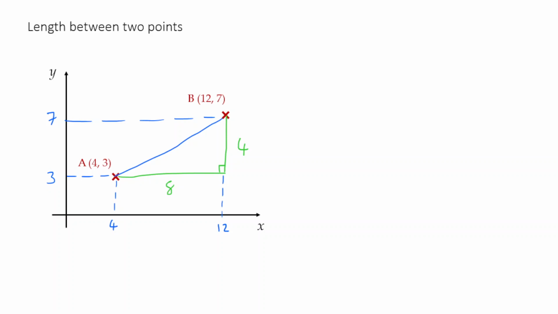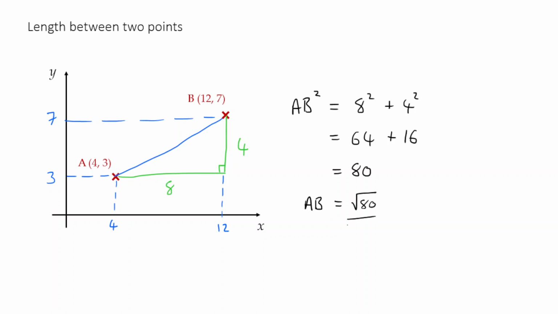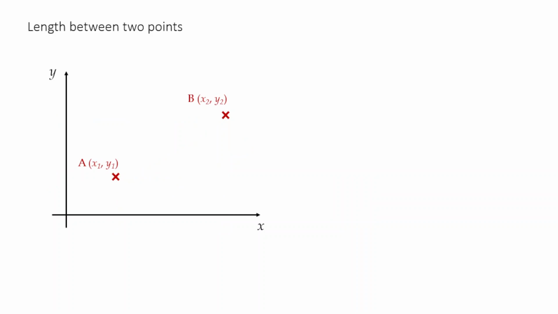So now all I have to do is just use Pythagoras, right? I can say that AB squared, the hypotenuse squared, is equal to 8 squared plus 4 squared. And 8 squared is 64, 4 squared is 16, so AB squared is equal to 80, or AB is equal to the square root of 80, right? Fairly straightforward.